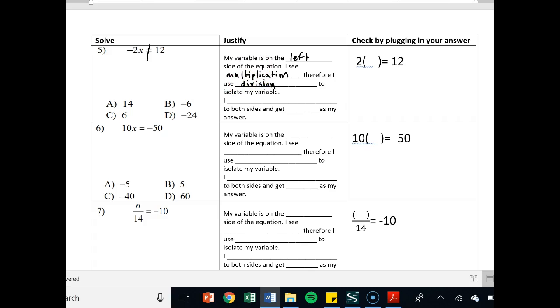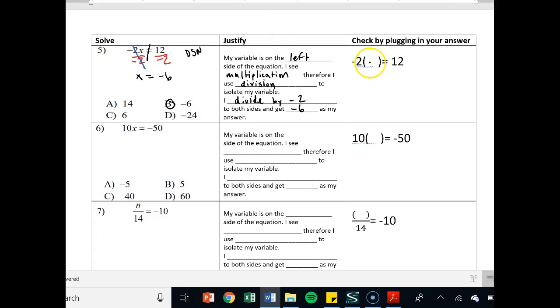And I'm going to divide by the exact coefficient. So if it's a negative 2x, I divide by a negative 2. Why? Because I want to get this variable isolated. Dividing by negative 2 means that negative 2 divided by negative 2 is 1, meaning all I'm left with is x on that side equals 12 divided by negative 2. That is different signs, so negative. I got my calculator to help me out. It gives me negative 6, so B. So I divide both sides by negative 2 and get negative 6 as my answer.